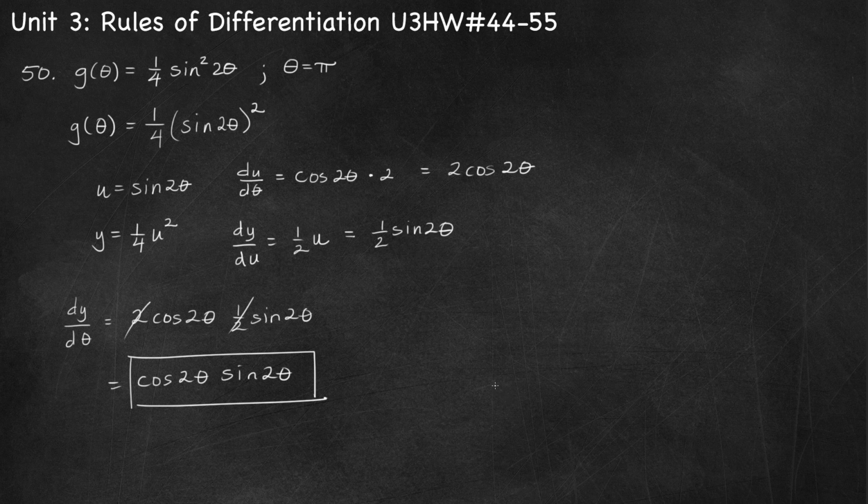Now we want to find the derivative when theta equals pi. So now we can say g prime of pi equals cosine 2 pi times sine 2 pi. Well, the cosine of 2 pi is 1 times the sine of 2 pi is 0, and 1 times 0 equals 0. So g prime of pi equals 0.